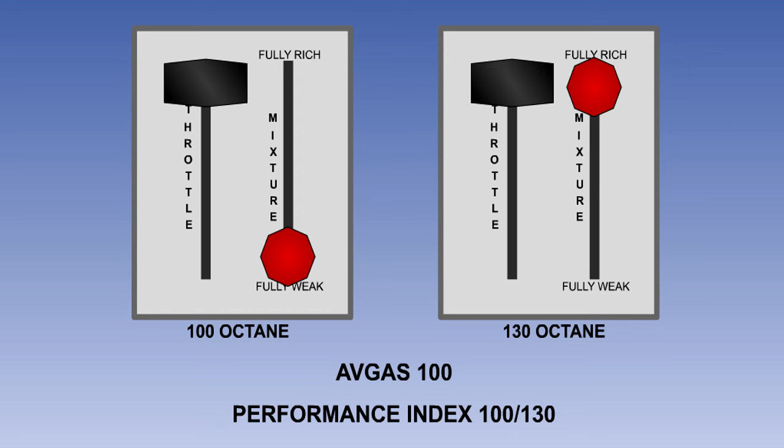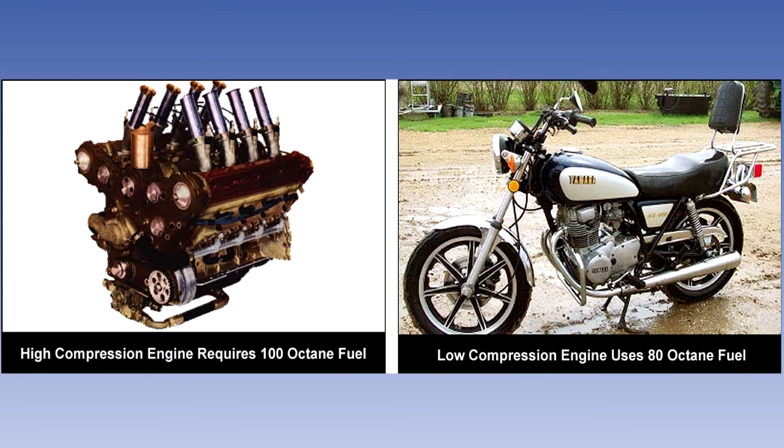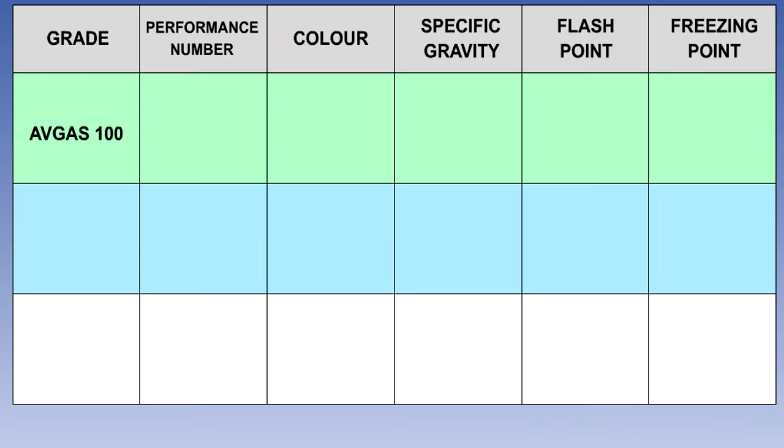These 2 octane ratings are known together as the fuel's performance number or index, so Avgas 100 has a performance index of 100-130. High-performance engines with high compression ratios require high-octane fuel. Engines with lower compression ratios can use lower-octane fuel. The grades of aviation gasoline currently authorized and available are Avgas 100 and Avgas 100LL.